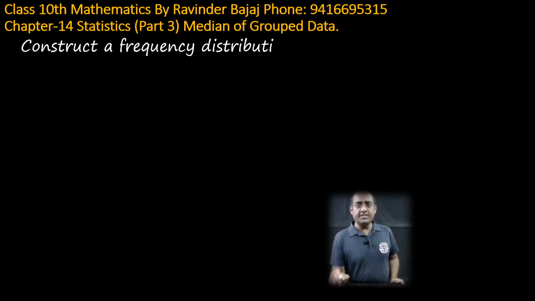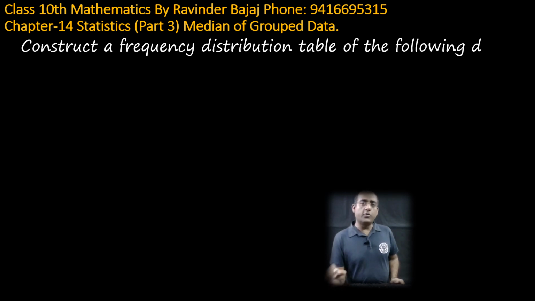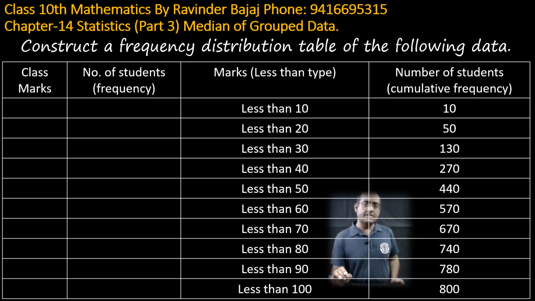Construct a frequency distribution table of the following data. Now, which type of data is given? See, these two columns are given. First two columns are missing. Now, what to do? Now, less than 10, less than 20. What is the gap? The difference is 10.